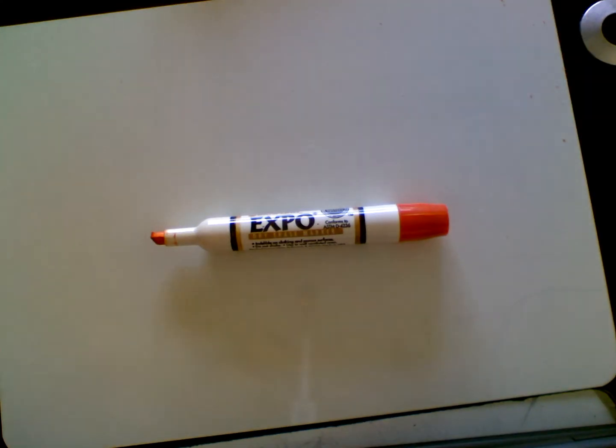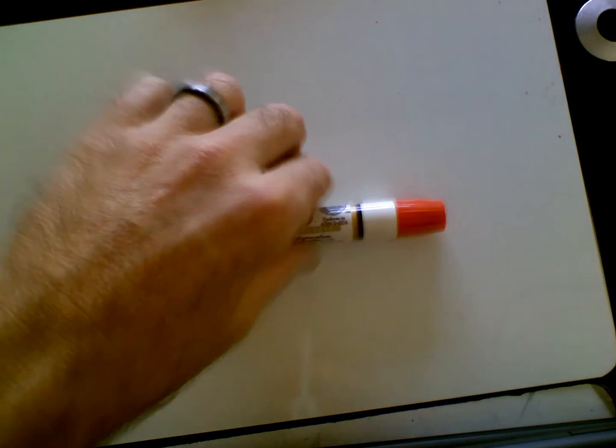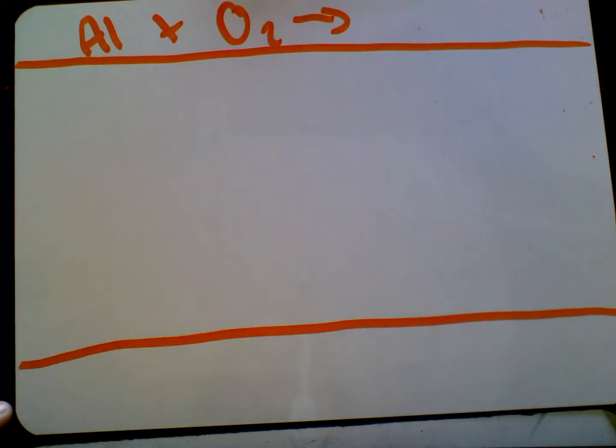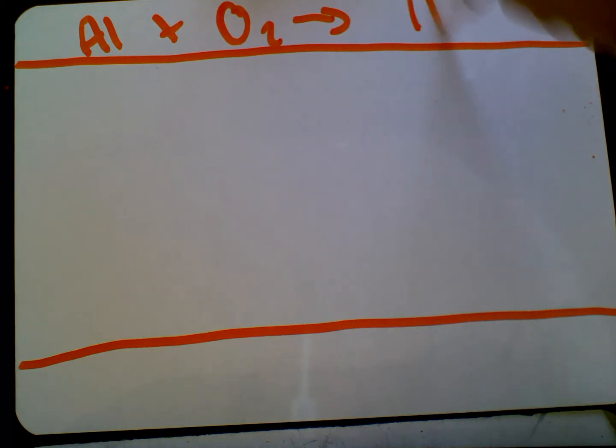Okay, so we are going to go ahead and do a sample balancing of an equation so that we can show you the process that we did in class as a reminder. So I'm going to put a line across the top of my board and a line across the bottom of my board so that I can have space to be able to write out my equations. The one we are going to start with right now is Al plus O2 going through a chemical reaction to give me Al2O3.